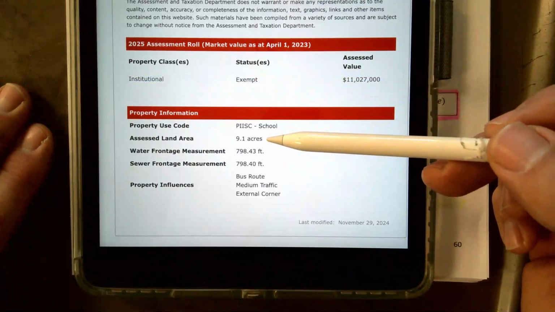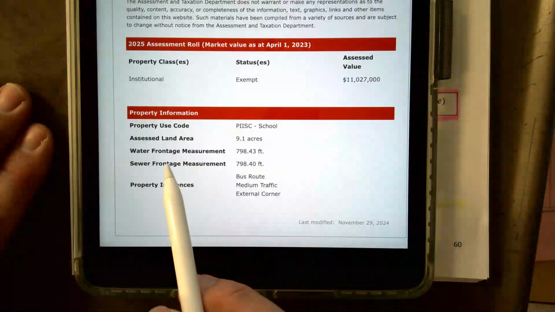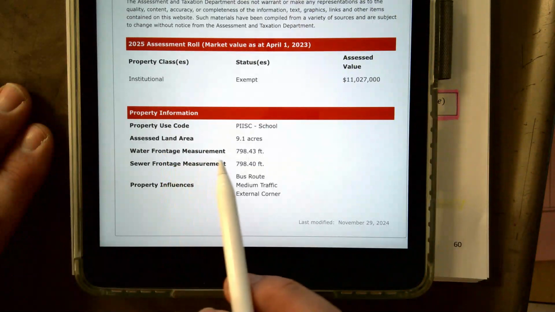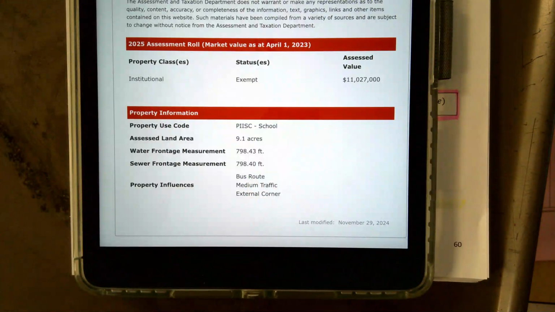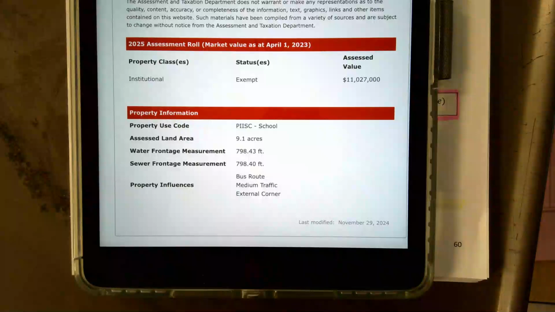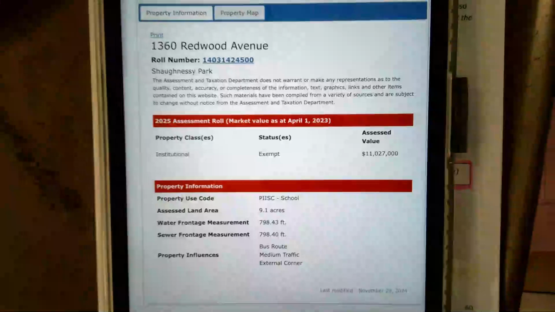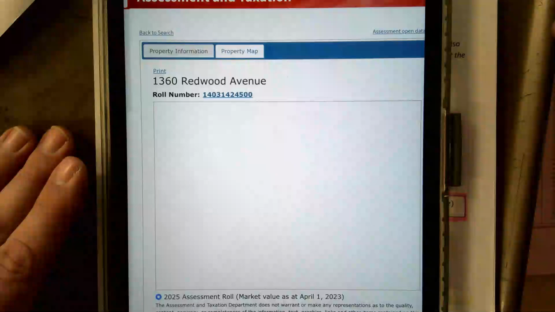It tells you how big the property is, 9 acres. It tells you, watch this, the frontage. We're going to talk about frontage. This is how wide the property is, Sisler. Okay, that's how wide it is. So if it would be taxed, if there's any improvement, they would use this frontage to calculate that. But this is the cool part here. If you start with Sisler, then you click on this map. This is the cool part.